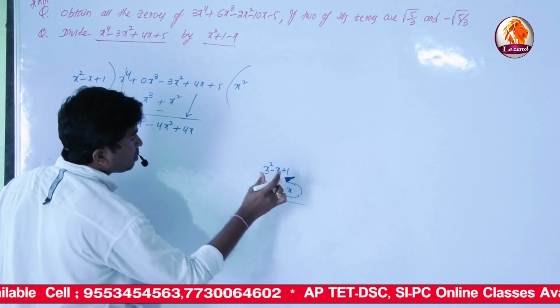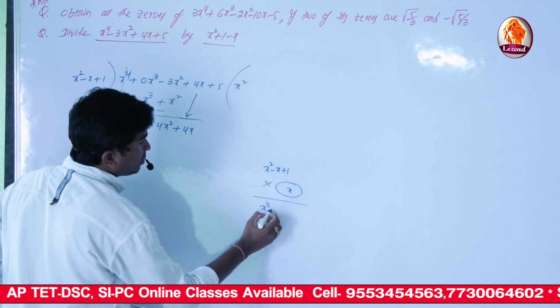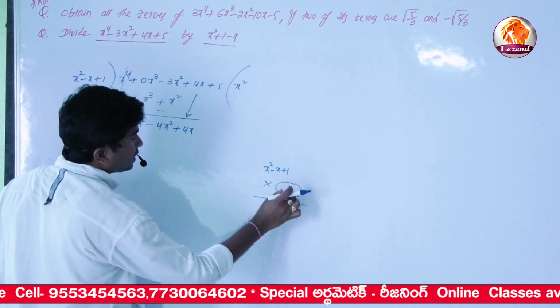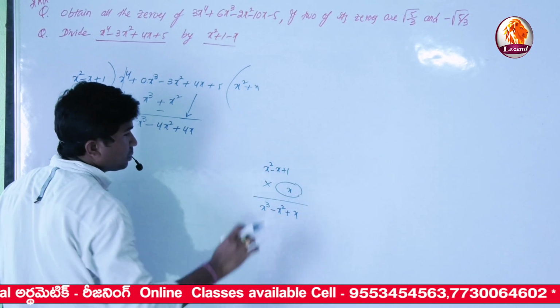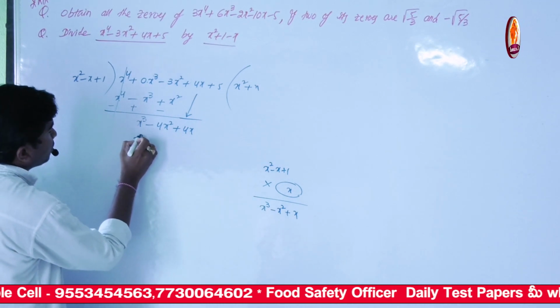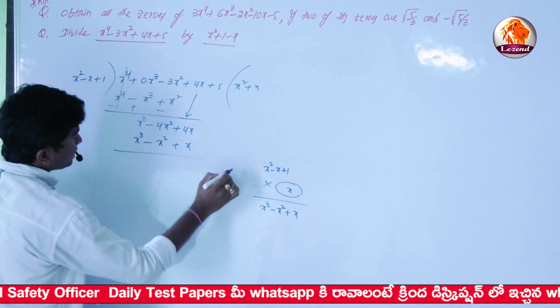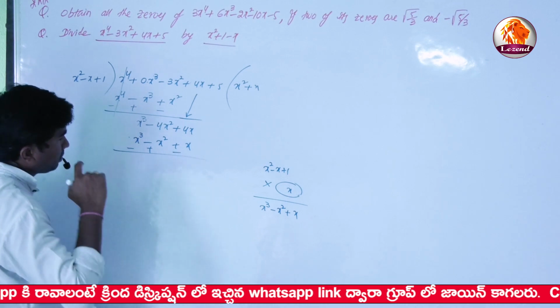Simply take it: x plus x, x into x square gives x cube, x into minus x square, x into plus 1 plus x. This is the quotient term, plus x. Now the result term is x cube minus x square plus x. Change the sign: plus becomes minus, minus becomes plus, plus becomes minus.